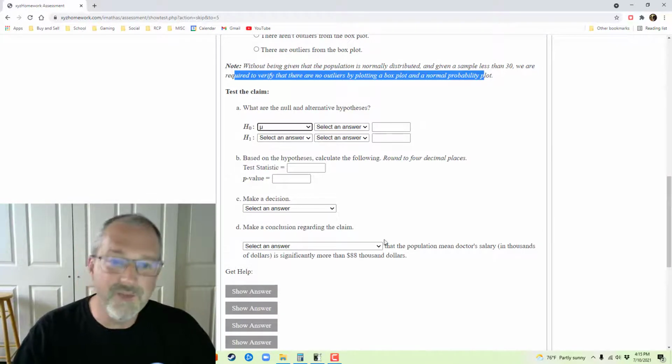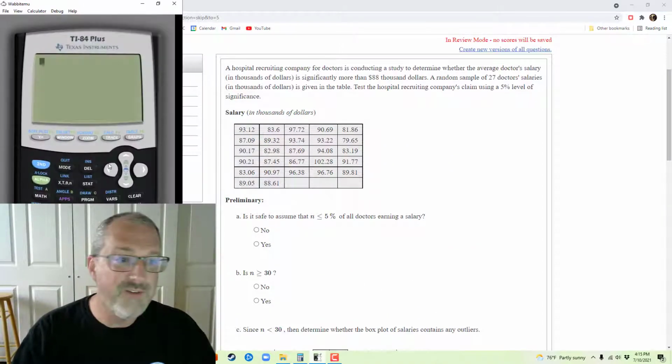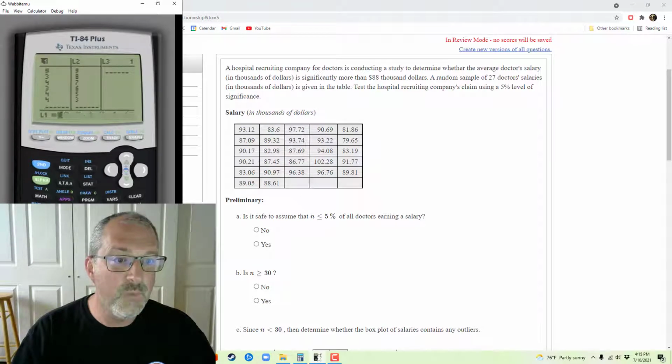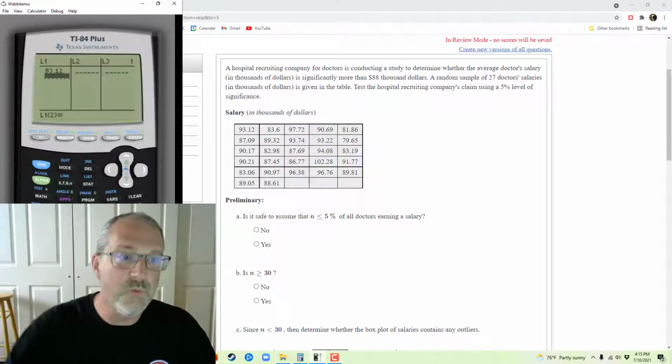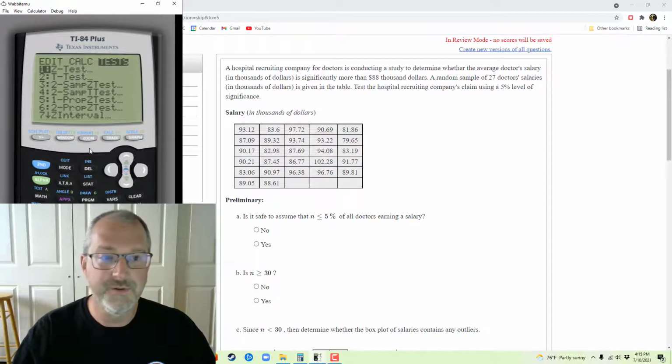Okay, so you can go through the rest of this, and since you have the raw data here, I would go into your STAT, and instead of going over to your tests first, I would click Enter and enter all of this into list 1. Please double check and triple check that you've entered this into list 1. So when you type in your 93.12, enter all of these numbers in list 1, and then when you go to STAT and move over to tests, choose t-test.